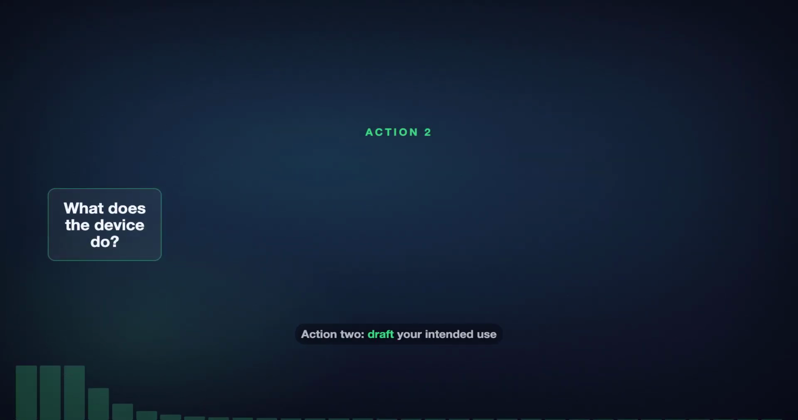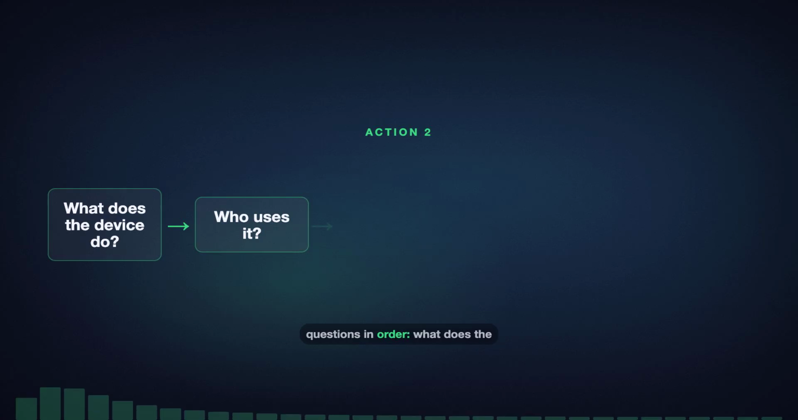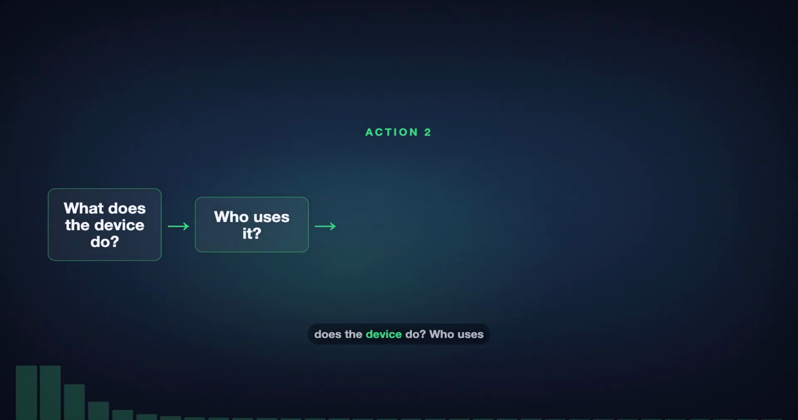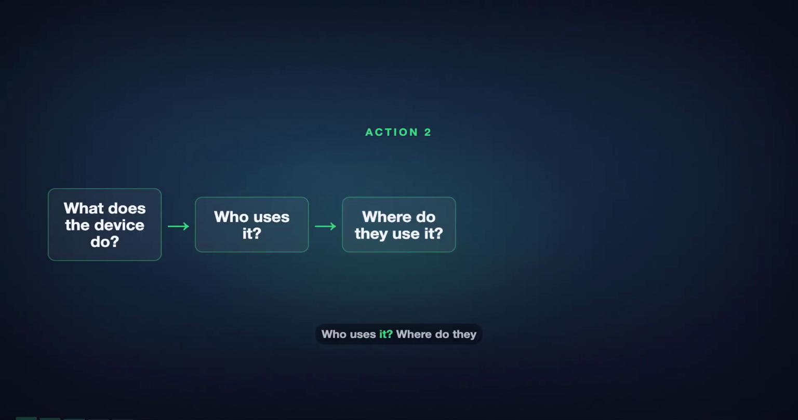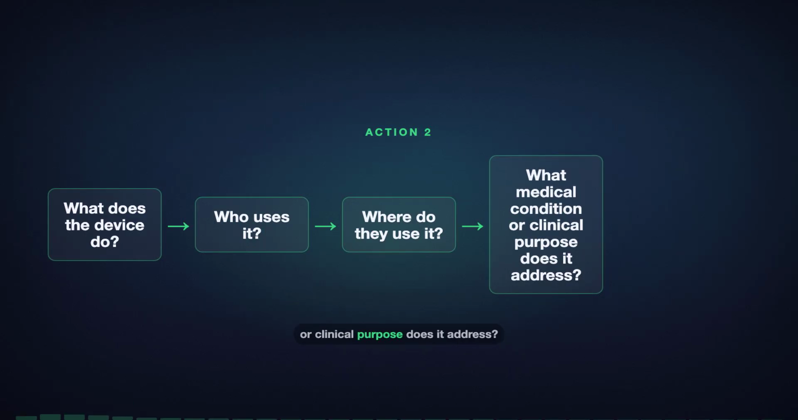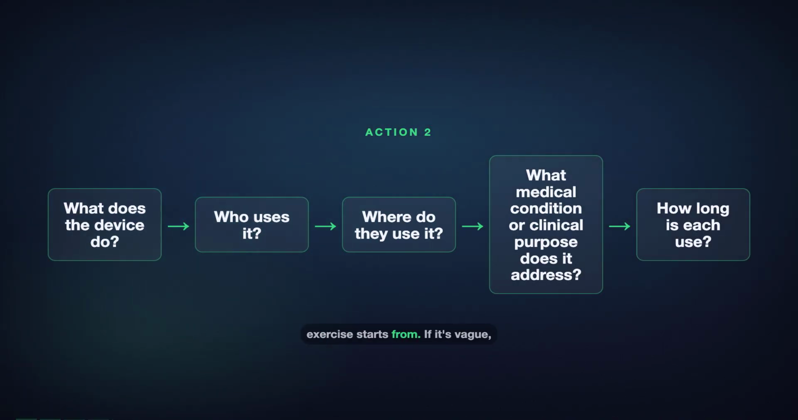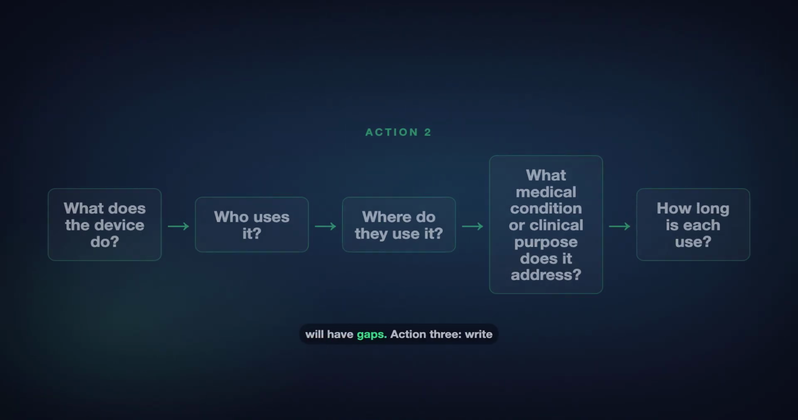Action 2. Draft your intended use statement for your device. One paragraph. Answer these questions in order. What does the device do? Who uses it? Where do they use it? What medical condition or clinical purpose does it address? How long is each use? The intended use statement is the foundation every hazard identification exercise starts from. If it's vague, your hazard list will have gaps.